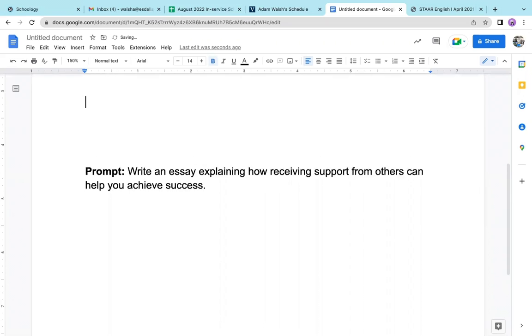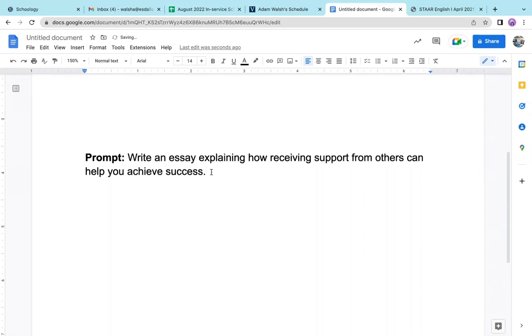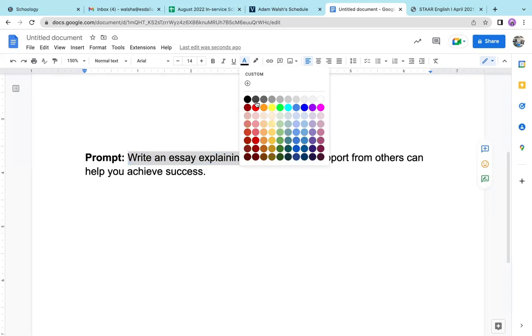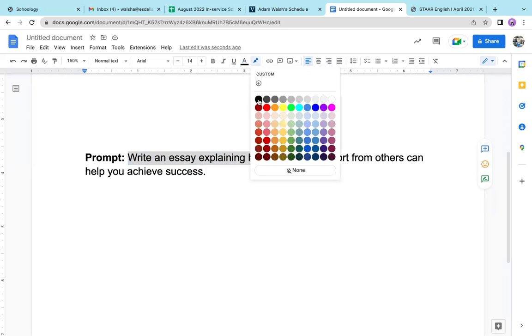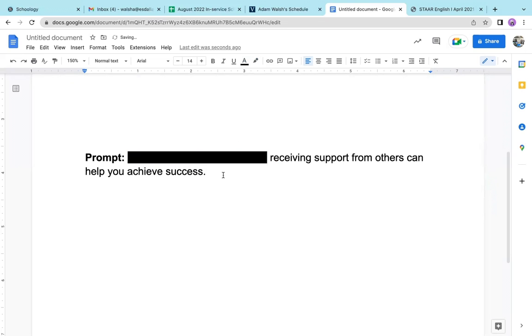Let's pull this guy up a little bit. So this is actually the 2021 prompt from the STAAR test in Texas. These are actually super easy. Let me tell you what you do. You go and you find the question word. What's the question word? It's how, right? So you take everything from how in the beginning. Everything to the left of the question word is going to essentially disappear. This becomes the stem that you are going to use in your essay.